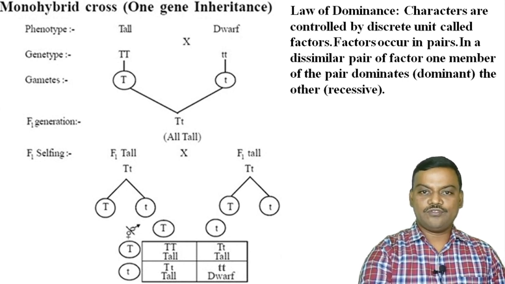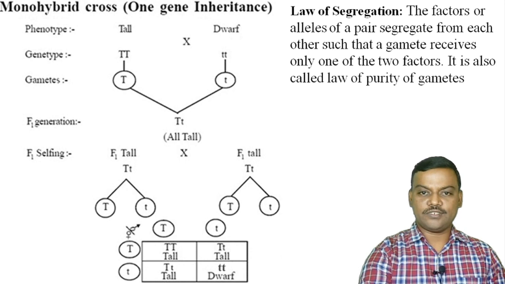Along with that, based on the monohybrid cross experiment, Mendel proposed one more law. It is the law of segregation. According to this law, the factors or alleles of a pair segregate from each other such that a gamete receives only one of the two factors. It is called the law of segregation, and this law is also called the law of purity of gametes. These are the two important laws related to the monohybrid cross.